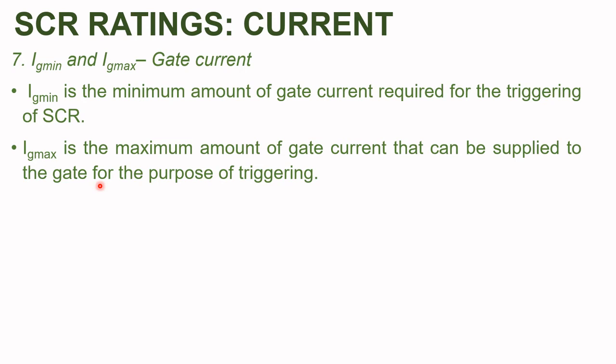IG minimum and IG maximum ratings. IG minimum is the minimum amount of gate current required for triggering the SCR, and IG maximum is the maximum amount of gate current that can be supplied to the gate for the purpose of triggering the SCR. Both of these ratings we have seen in the gate characteristics of SCR.